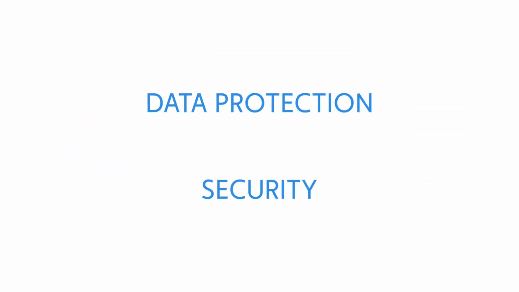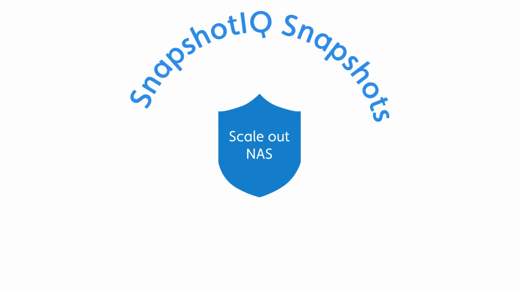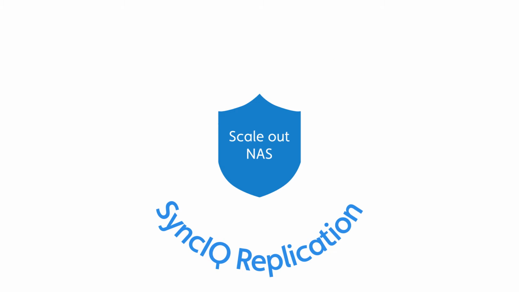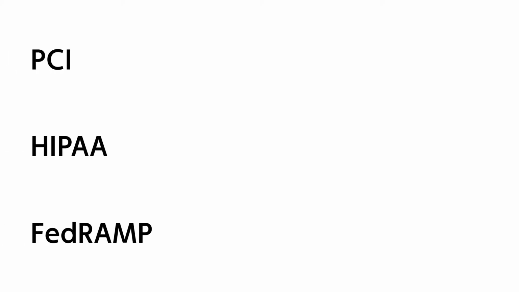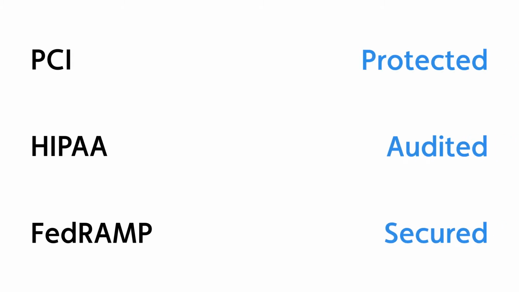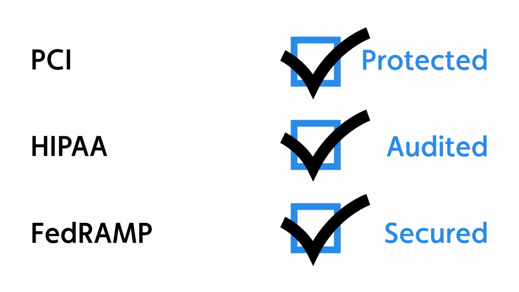Combining data protection and security simplifies and reduces the cost to protect scale-out NAS by using common automated responses to events, such as SnapshotIQ snapshots, SyncIQ replication, and user data access lockouts. Compliance with industry regulations such as PCI, HIPAA, and FedRAMP requires sensitive information to be protected, audited, and secured. The Data Protection Suite addresses all of these requirements with automated policies and reporting to simplify compliance.